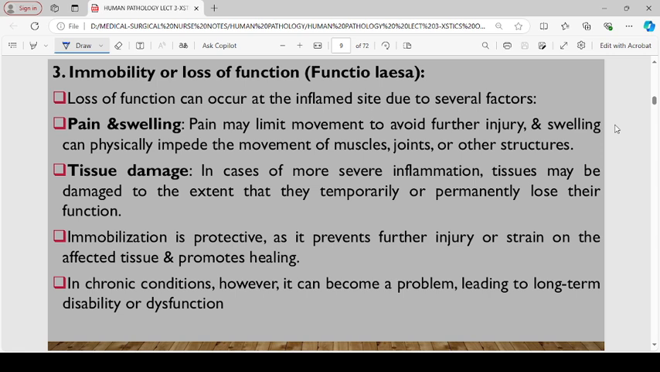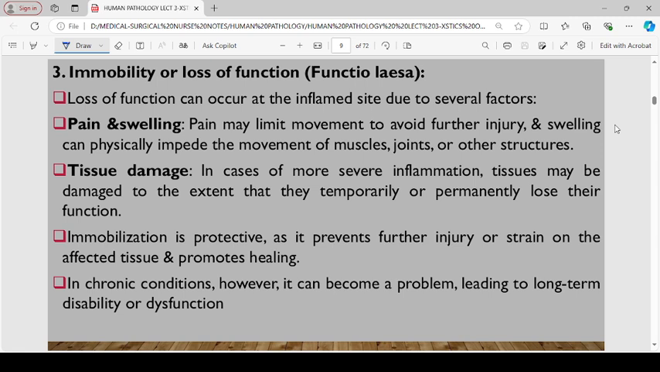Let's start with the pain and swelling. Pain may limit movement to avoid further injury, and swelling can physically impede the movement of muscles, joints, or other structures. If you have tissue damage, in case of more severe inflammation, tissues may be damaged to the extent that they temporarily or permanently lose their function.